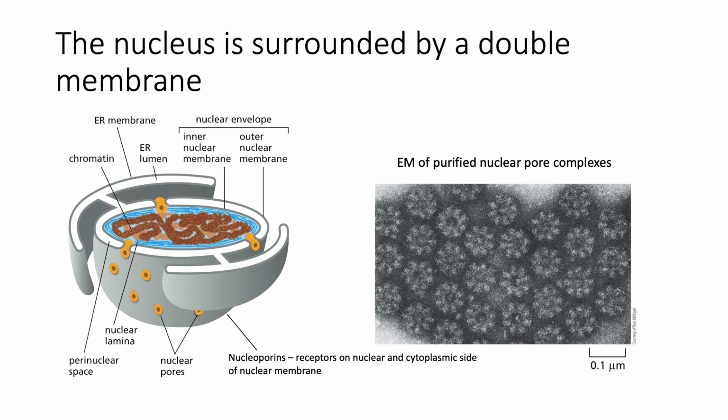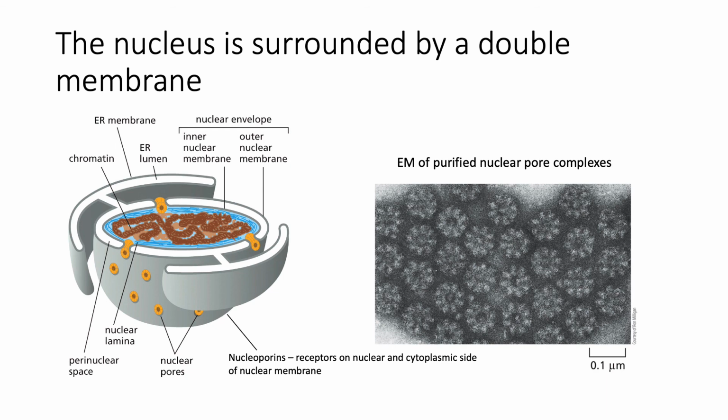What's connected is the ER, the endoplasmic reticulum. The endoplasmic reticulum membrane is continuous with the outer membrane of the nucleus. But embedded in the nucleus are what are called nuclear pore complexes, and there's thought to be anywhere from 3,000 to 4,000 of these pores in each nucleus.